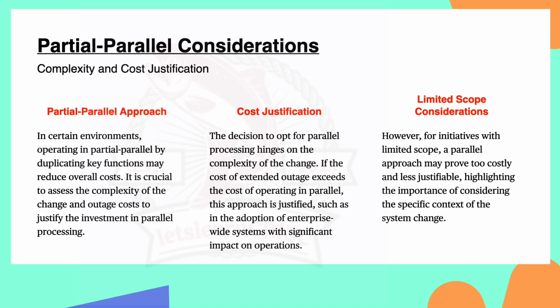In simple terms, we can say that when updating a system, one can choose to duplicate only key functions, that is partial parallel, instead of running the entire old and the new system together. Whether this approach is justified depends upon the complexity of the change and the cost associated with the extended downtime, right? So for major system changes with a significant impact, the partial parallel approach is usually worthwhile. However, for small initiatives, it might be too costly and less justifiable. So it is all about finding the right balance based on the specific context of the system changes, right?